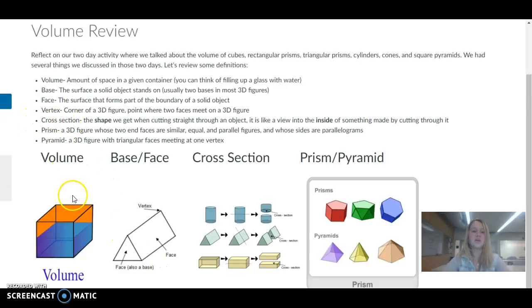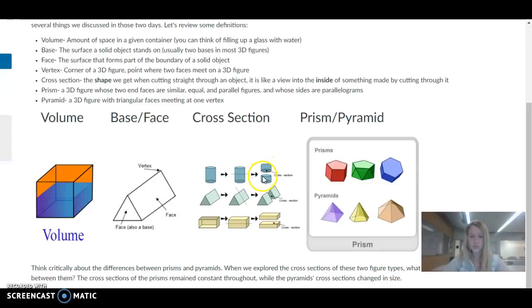A cross section is the shape we get when we cut straight through an object. It's like looking into the inside of something made by cutting through it. Let's actually look over at this section right here. If we look at a cylinder, and if we were to cut this thing in half, the inside pieces that we're looking at just break off into 2 smaller cylinders. And if we look at our cross section here, which is what we call this cutting, they are both circular shapes. Our cross section is this circle part right here.